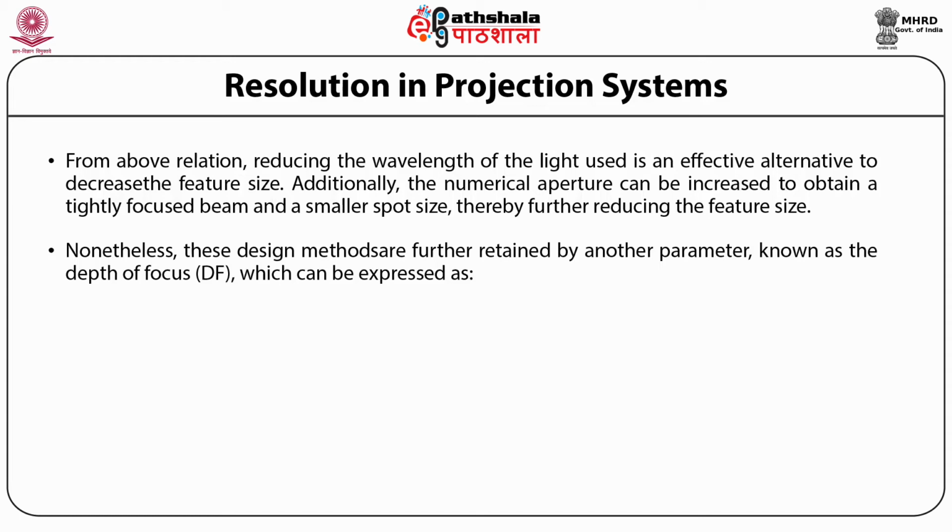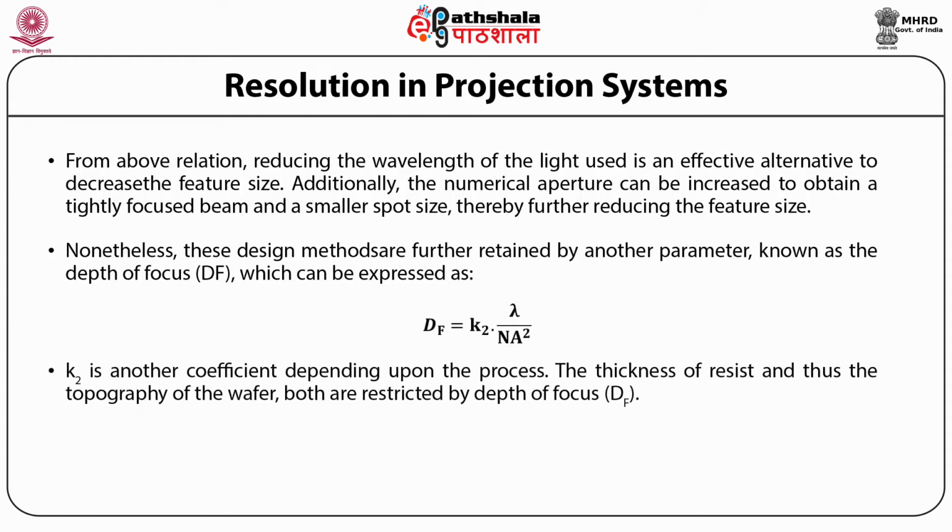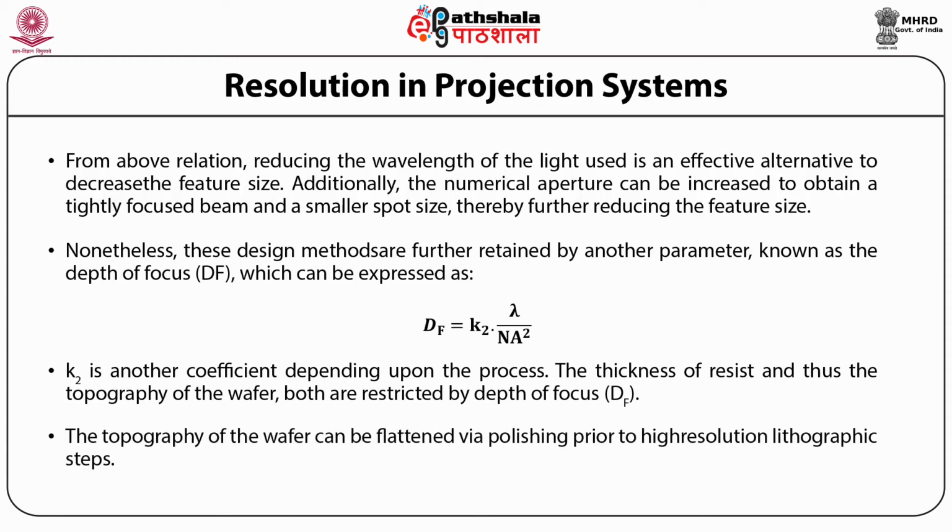Nonetheless, these design methods are further restricted by another parameter known as depth of focus, DF, which can be expressed as DF equals k2 times lambda by NA squared, where k2 is another coefficient depending upon the process, the thickness of resist and the topography of the wafer. Both are restricted by depth of focus. The topography of the wafer can be flattened via polishing prior to high resolution lithography steps.